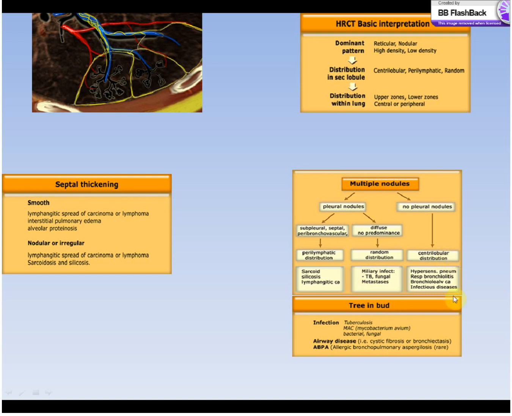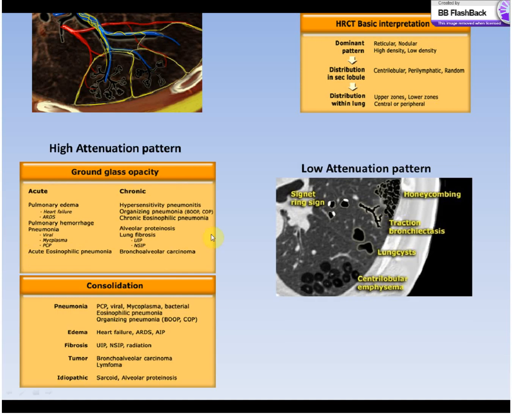To subcategorize centrilobular, you can look at pathology which represents tree-in-bud, and you have any airway driven process related to mucus. We also talked about high attenuation patterns, ground glass versus consolidation. The differential between the 2 is very similar, with some exceptions, but it's very useful to break it into acute and chronic, so you can get a better understanding of what is occurring.